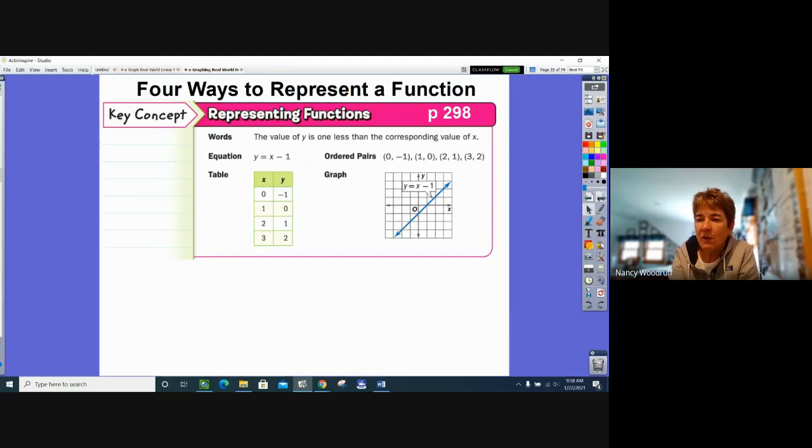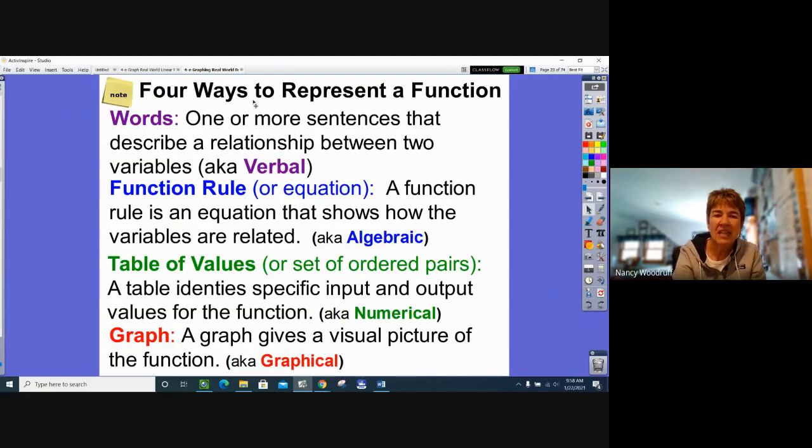So basically there are 4 ways as we head forward that we're going to see our functions. We're going to see them written in words. It's going to be a real world problem. We're then going to write a function rule, call it an equation. We're going to use that equation to make a table of values.